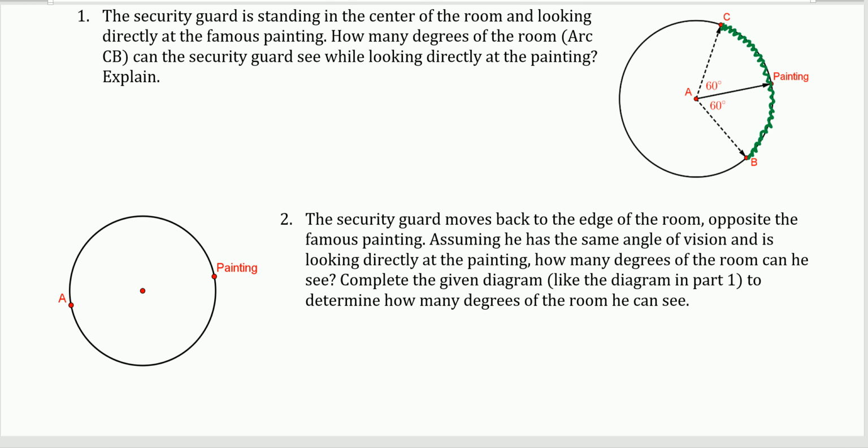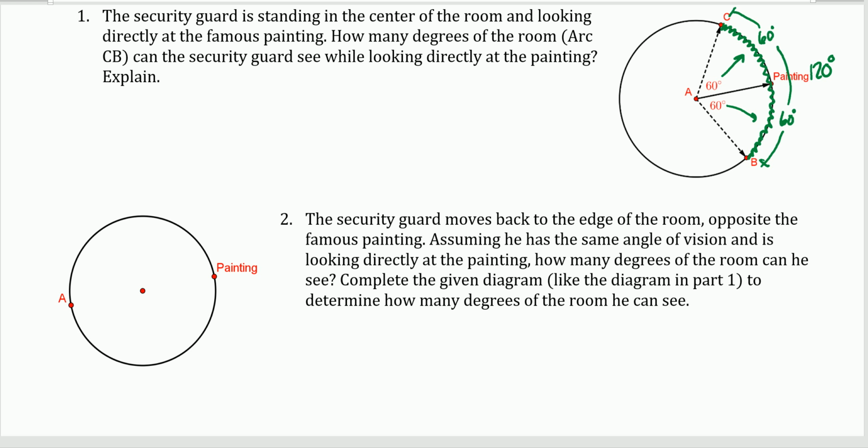Because both of these angles are central, we know that the arc is equal to the angle that it forms. So here, each of these arcs is 60 degrees, which means the total number of degrees the security guard can view is 60 plus another 60, which is 120 degrees. So the answer to number 1 is 120.